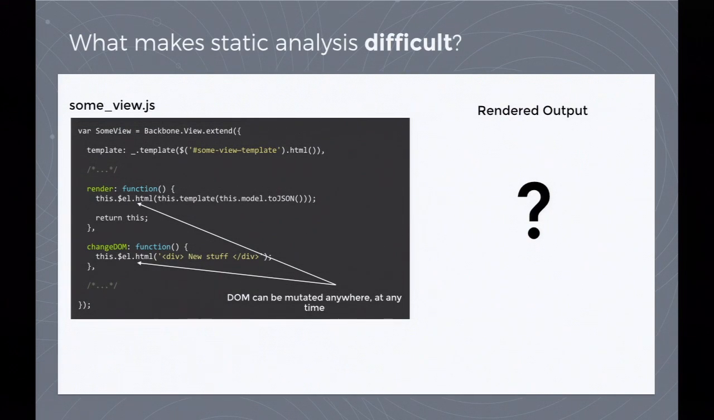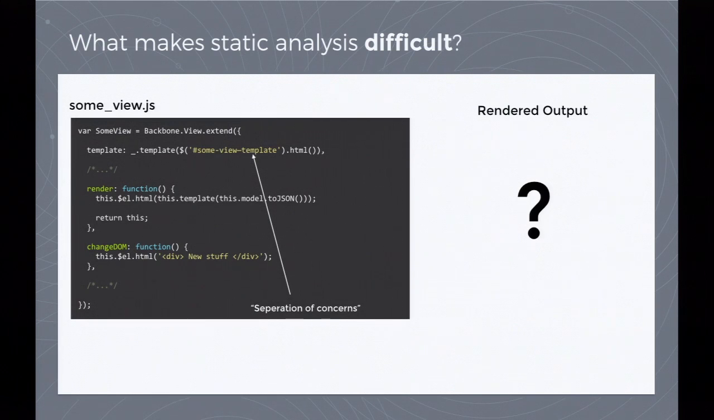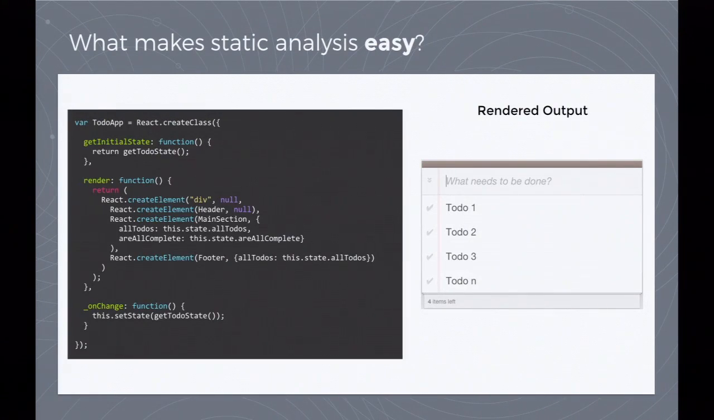So another thing that makes static analysis difficult is our previous notions of separation of concerns. So we would typically have a template file external to the view that would be imported in with some varying mechanisms. It could be sitting on the document itself. It could be required in, and it could be authored in some arbitrary templating language. And so just based on looking at this file, it's completely opaque, and you can't really determine what the end visual structure is. So let's now look at what React does to make static analysis a lot easier.